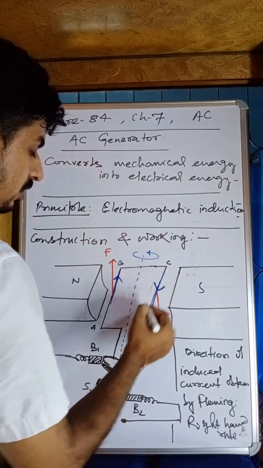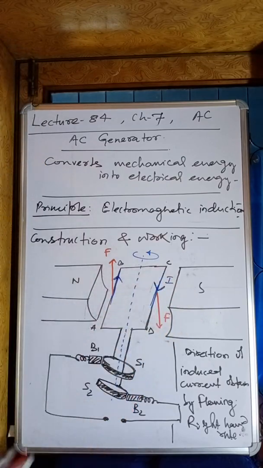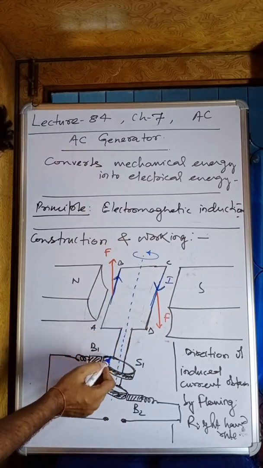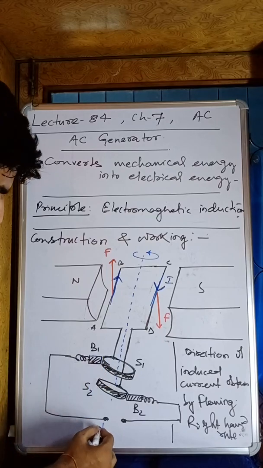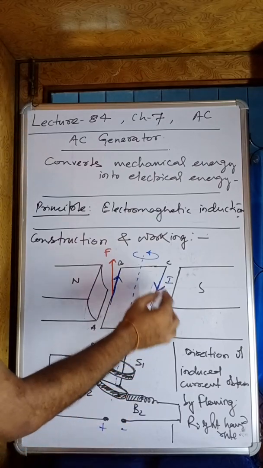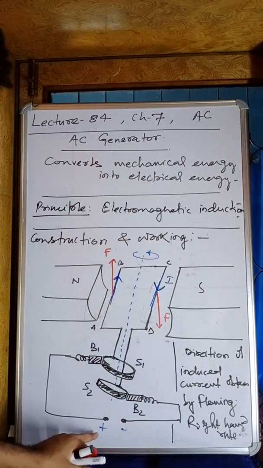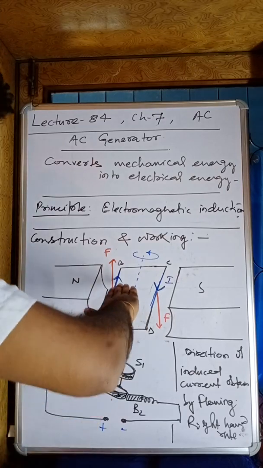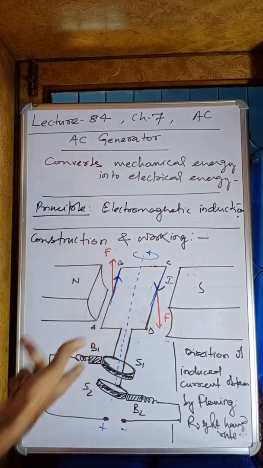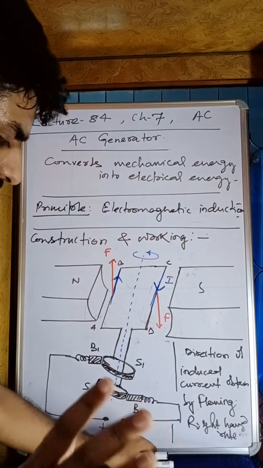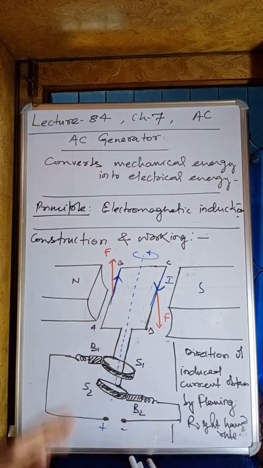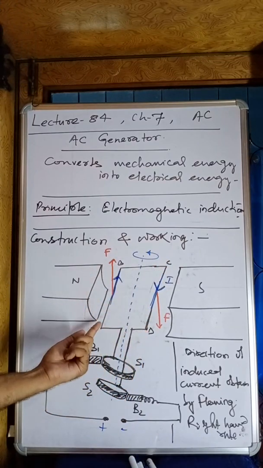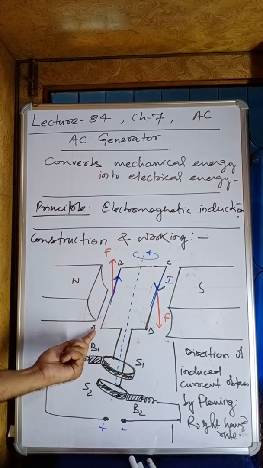Now if this is the direction of current, my dear students, you can see the current is coming from here, it means this is the positive end and this is the negative end. But it is very important, my dear students. Here, if it is moving this way, after the half turn, what will happen? Try to understand very carefully. After the half turn, CD will be in this direction, at the place of AB.